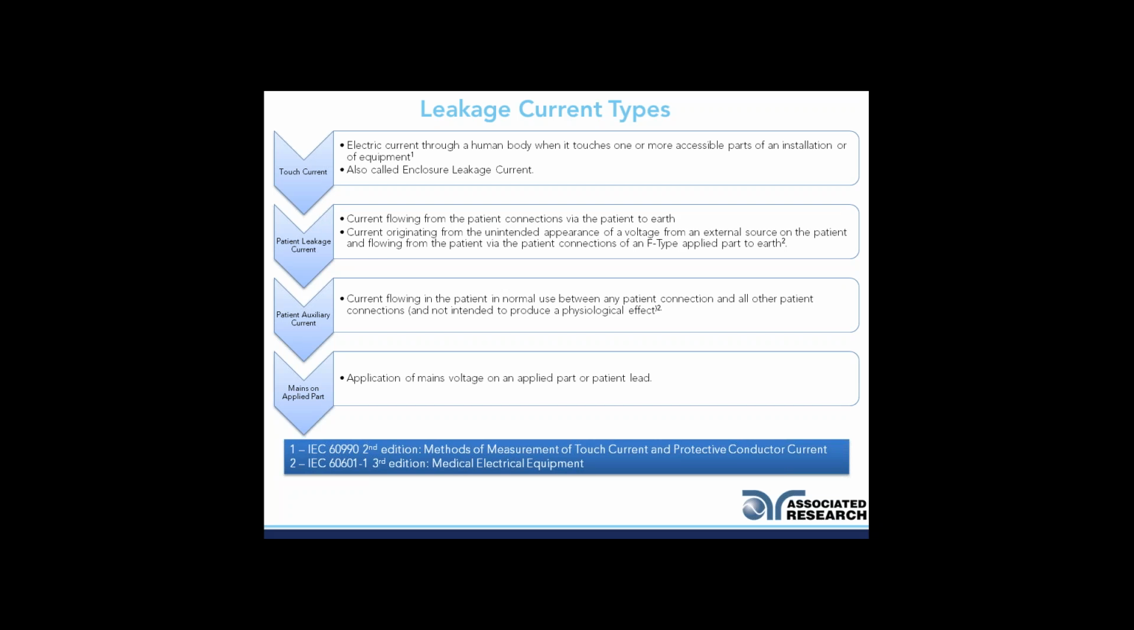Then we have the mains on applied part test. The mains on applied part test applies mains voltage on your patient leads and checks whether any extra current will flow through a person who comes in contact with the leads and mains voltage on one end. Again, the definition comes from IEC 60601-1 3rd edition, the medical electrical equipment standard.